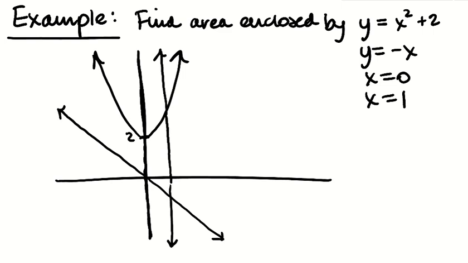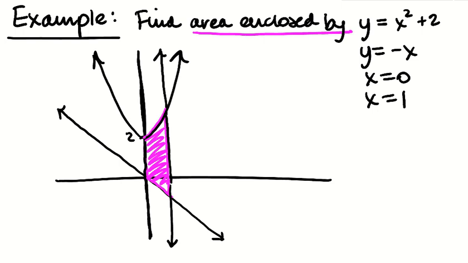And so when they say the area enclosed by all 4 of these equations, we're looking for a region that is bordered by all 4 of these curves. So we have y equals x squared plus 2, y equals negative x, x equals 0, and x equals 1. So we're looking for the area of this region. And maybe you can see what to do on this, but in the future, maybe it becomes less apparent.